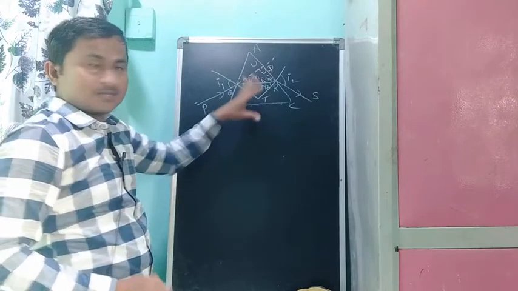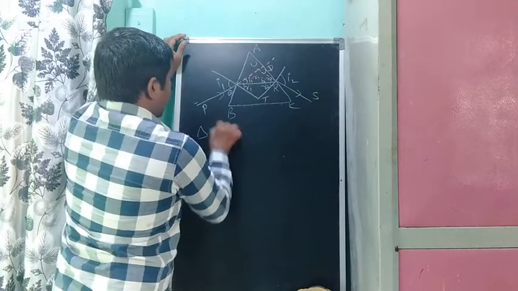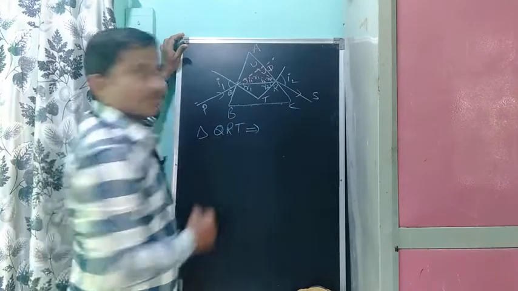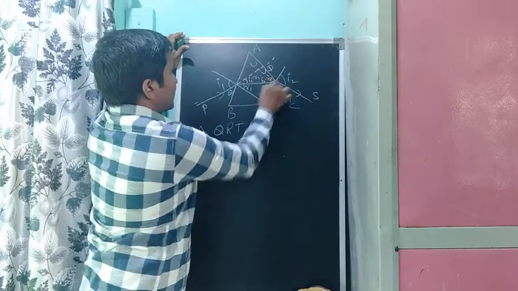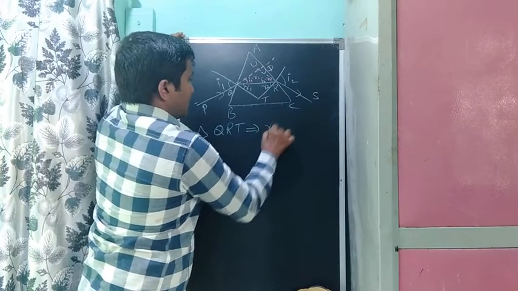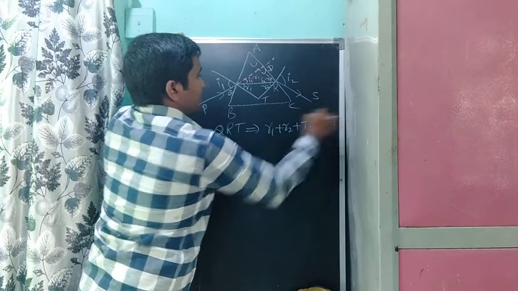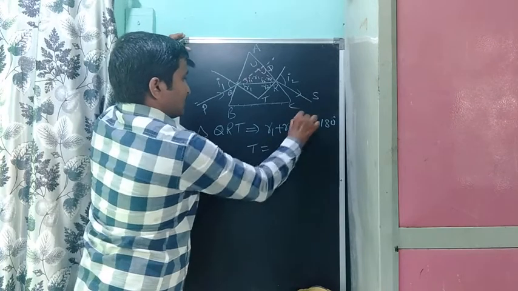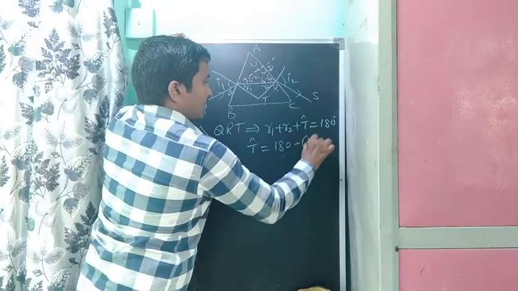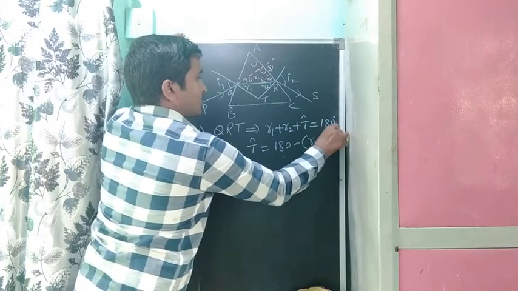Again from triangle QRT, the sum of angles in a triangle is 180 degrees. So from triangle QRT, R1 plus R2 plus T equals 180 degrees. Again from this, T equals 180 minus (R1 plus R2). Let it be equation 1.